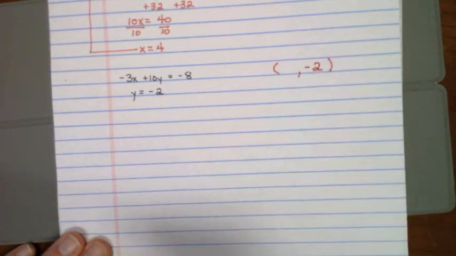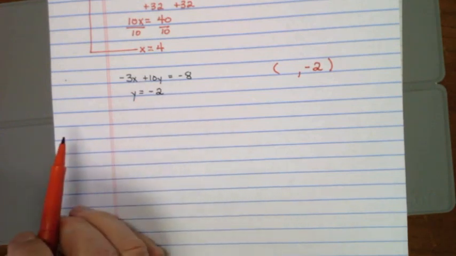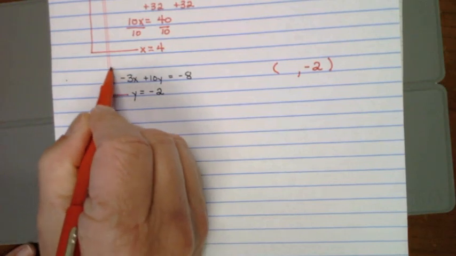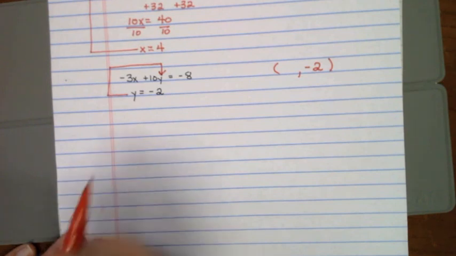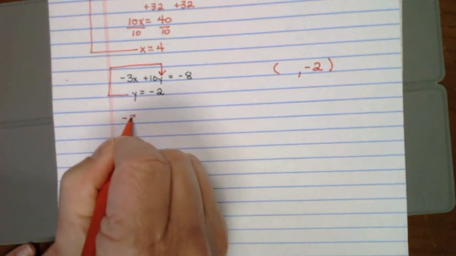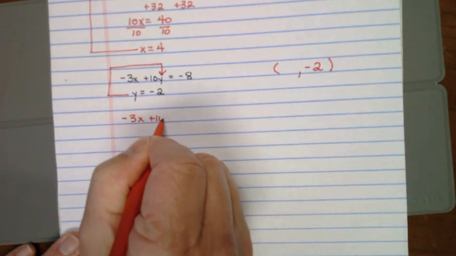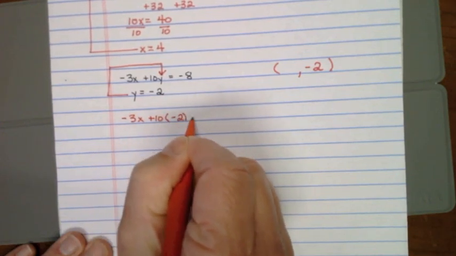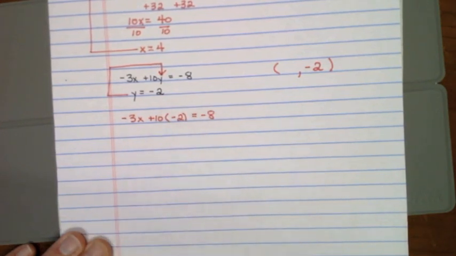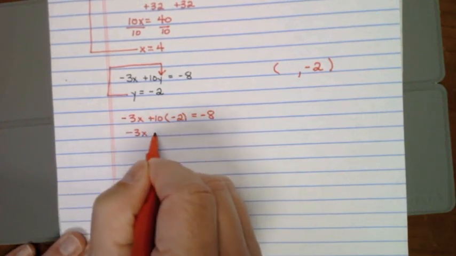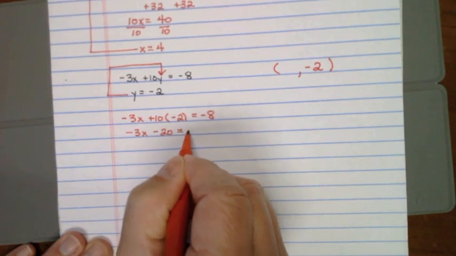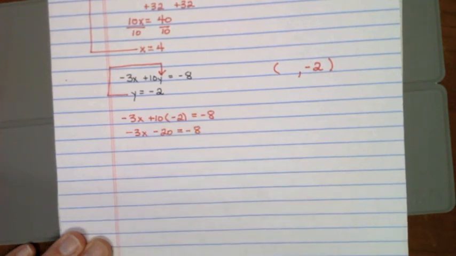The only thing I have to do now is use substitution. Even though this is not in slope-intercept form, the only thing I have to do is take that negative 2 and plug it into this equation, and I'll figure out what my x is. So let's do that. I'll plug it in there. Negative 3x plus 10 times negative 2 equals negative 8. Multiply those together. 10 times negative 2, negative 20, is equal to negative 8.